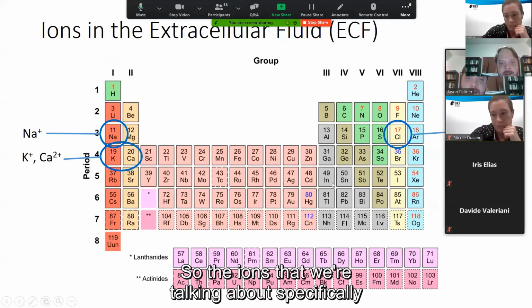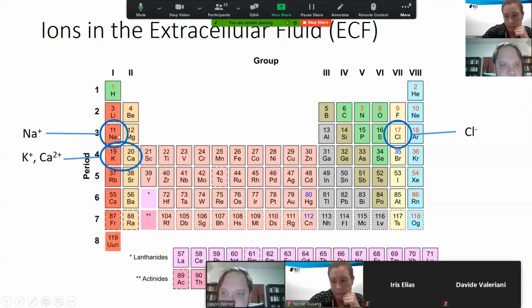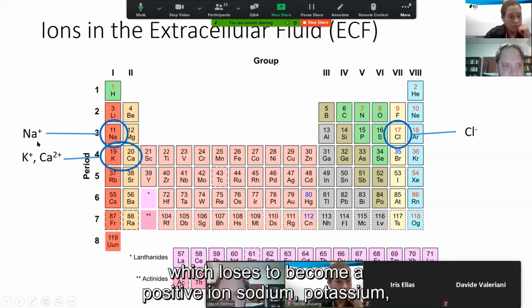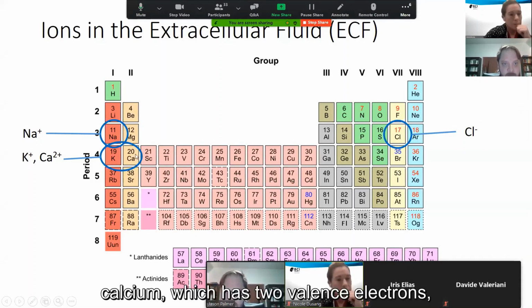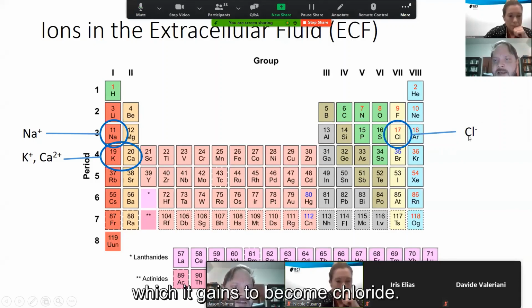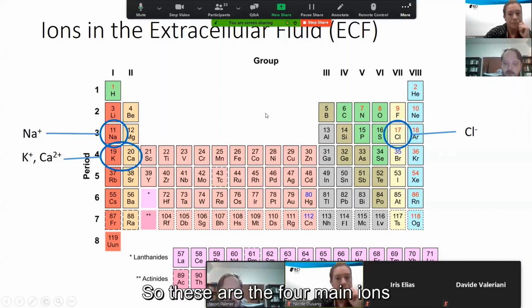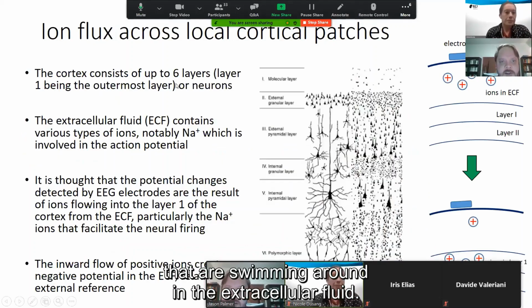So the ions that we're talking about specifically are sodium, which has one valence electron, which it loses to become a positive ion, potassium, calcium, which has two valence electrons, and then chloride, which is missing an electron, which it gains to become a negative ion. So these are the four main ions that are swimming around in the extracellular fluid.